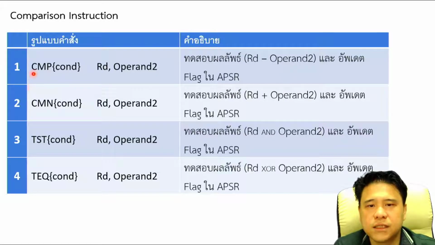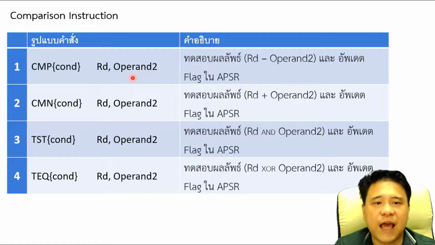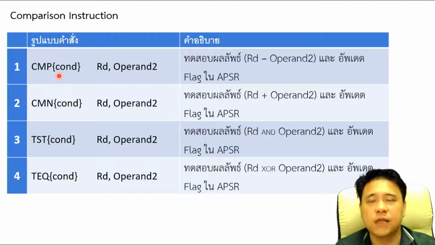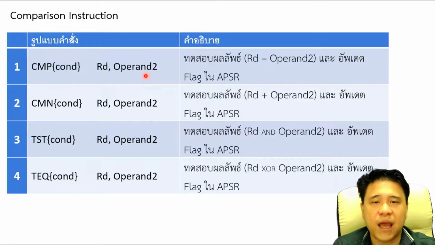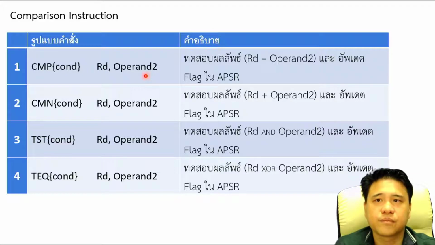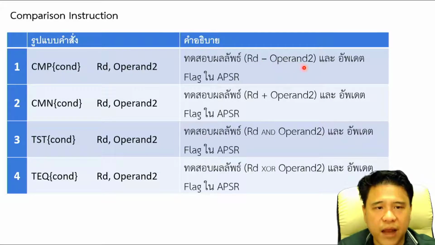The first one is called CMP. For the CMP, we try to compare RD with the operand, and it will update the flags in APSR definitely. As you can see here, we don't have S because it automatically has S inside this command. It means that if the comparison is equal, it will show equal. When it is greater than, it will show greater than. If it is less than, it will show less than. This one is straightforward because you just do the operation RD minus operand 2.